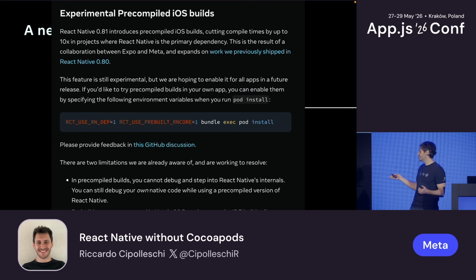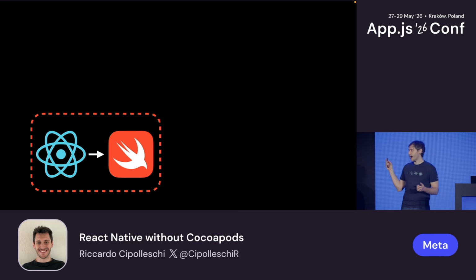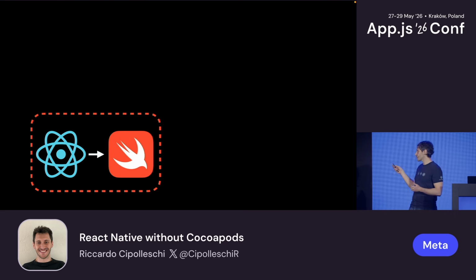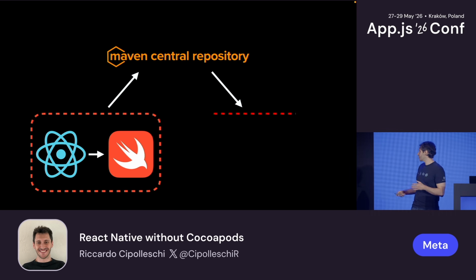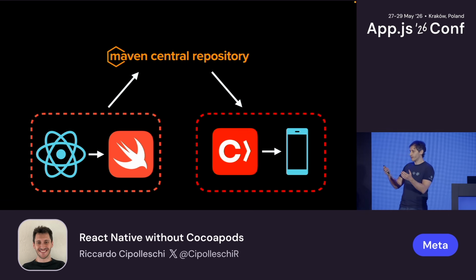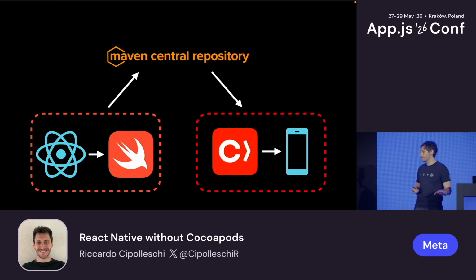How does this relate with Swift Package Manager? Well, the precompiled binaries are built only using Swift Package Manager in our React Native CI. So we are not using CocoaPods at all for the core of React Native. Then we upload the binaries to Maven Central, and using CocoaPods, we download them for you in your application. So starting from React Native 0.81, CocoaPods is only used to glue the binaries for React Native into your application. But in our CI, we are only using Swift Package Manager to build them.